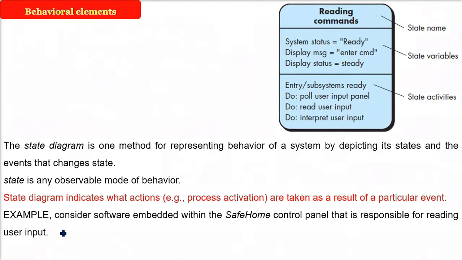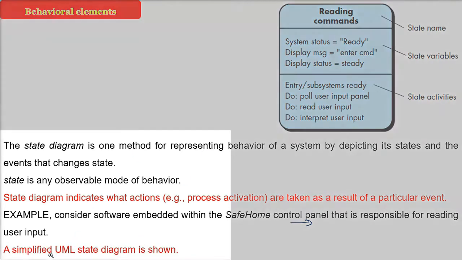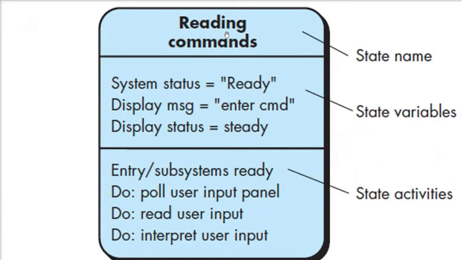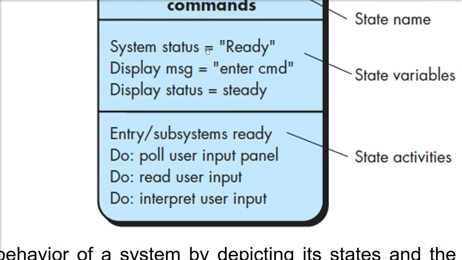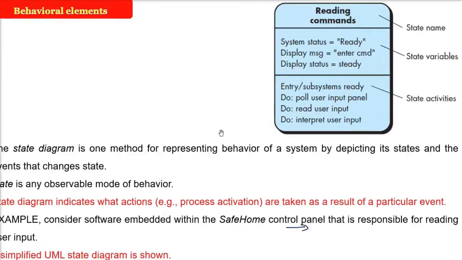For example, you have the SafeHome control panel and it is taking some input. So what are the reading commands? This is just a state diagram I'm showing. The state name is reading commands. What can be the variables? What can be the functions? That is the variables and activities. So system status is ready right now. It is the present behavior. Now it will change. If it is not ready, the things will change. I hope you got the idea. System status is ready for all you see. But if the system status is not ready, the display message and display status will change, and the state activities will also change. It will give you the behavioral elements.